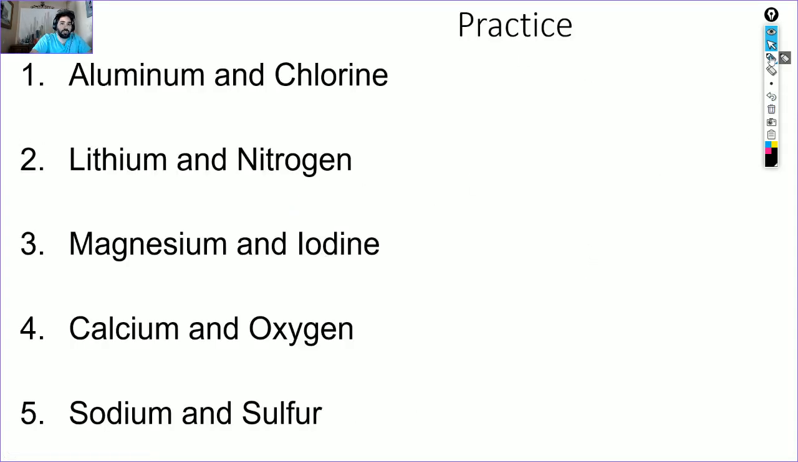Now, I'm going to go over the first example with you guys, and then you're going to practice. Aluminum, if I look at my periodic table, aluminum has a +3 charge. And then if I look at my periodic table, chlorine has a -1 charge. So I take the number, not the plus or minus, just the number, and I put it down here with chlorine. I take the number of chlorine, and I put it down here with aluminum, right?